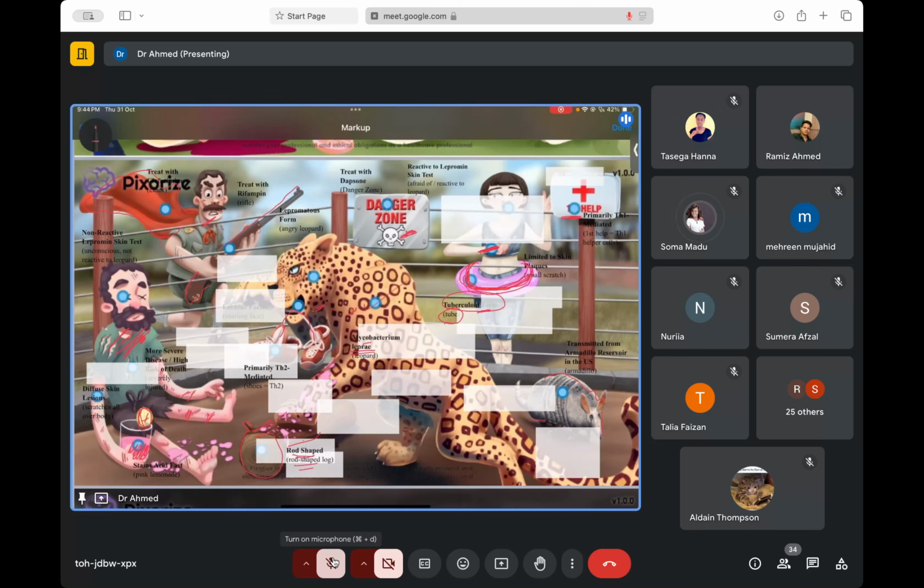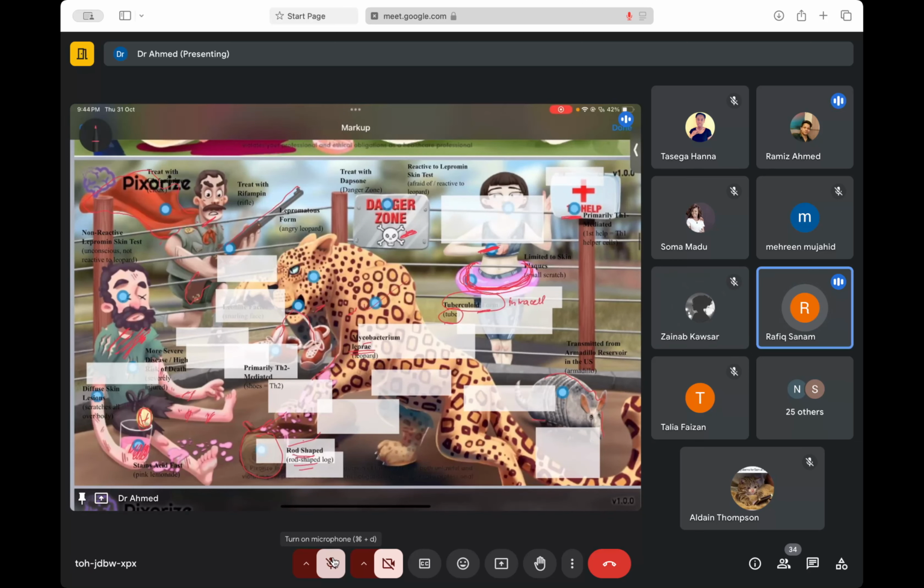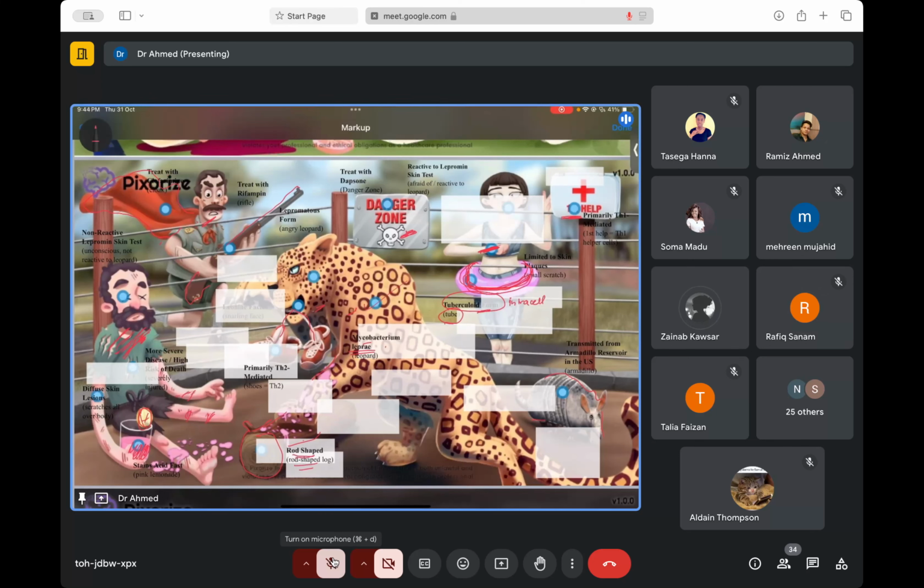Let me give you a clue. It's an intracellular infection of Mycobacterium leprae. So whenever we have an intracellular infection, can you guys tell me, are we going to see a Th1 response or Th2 response? Th1 response. And if we have an extracellular infection of leprae, let's suppose, then are we going to see Th1 or Th2? We have already discussed Th2. Perfect. So now you have made things easy for me as well.